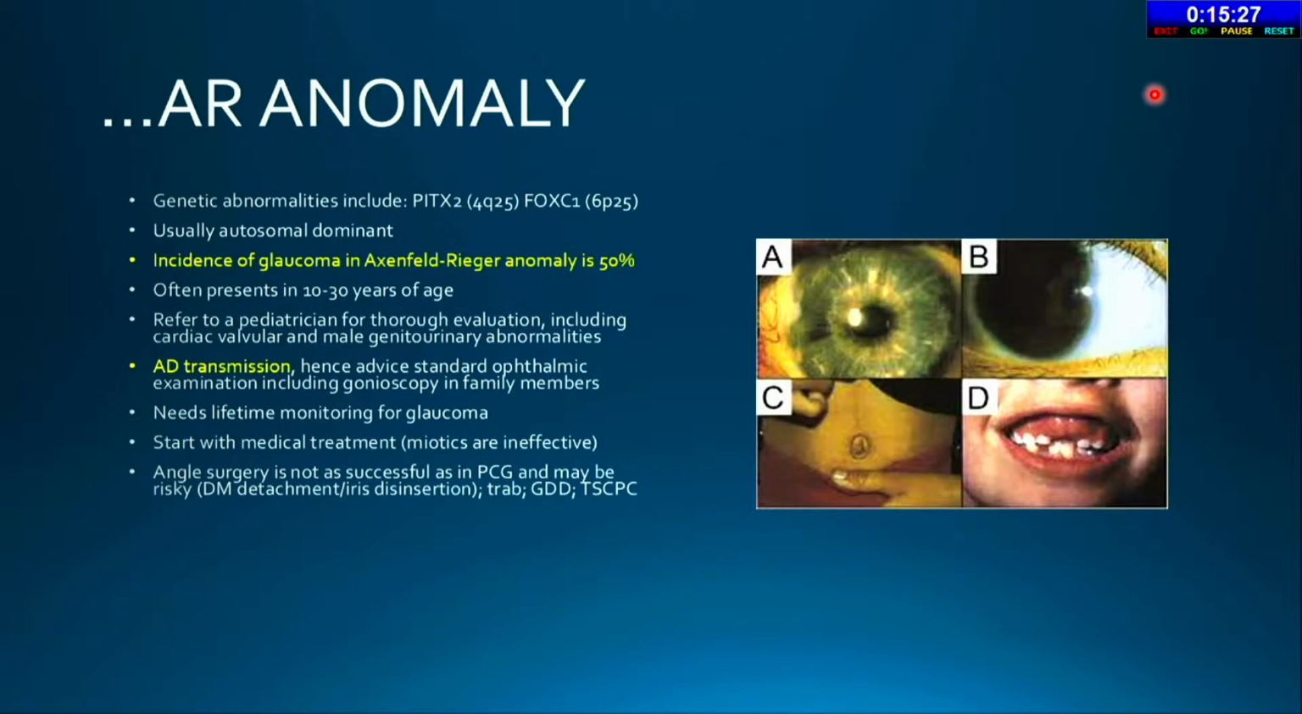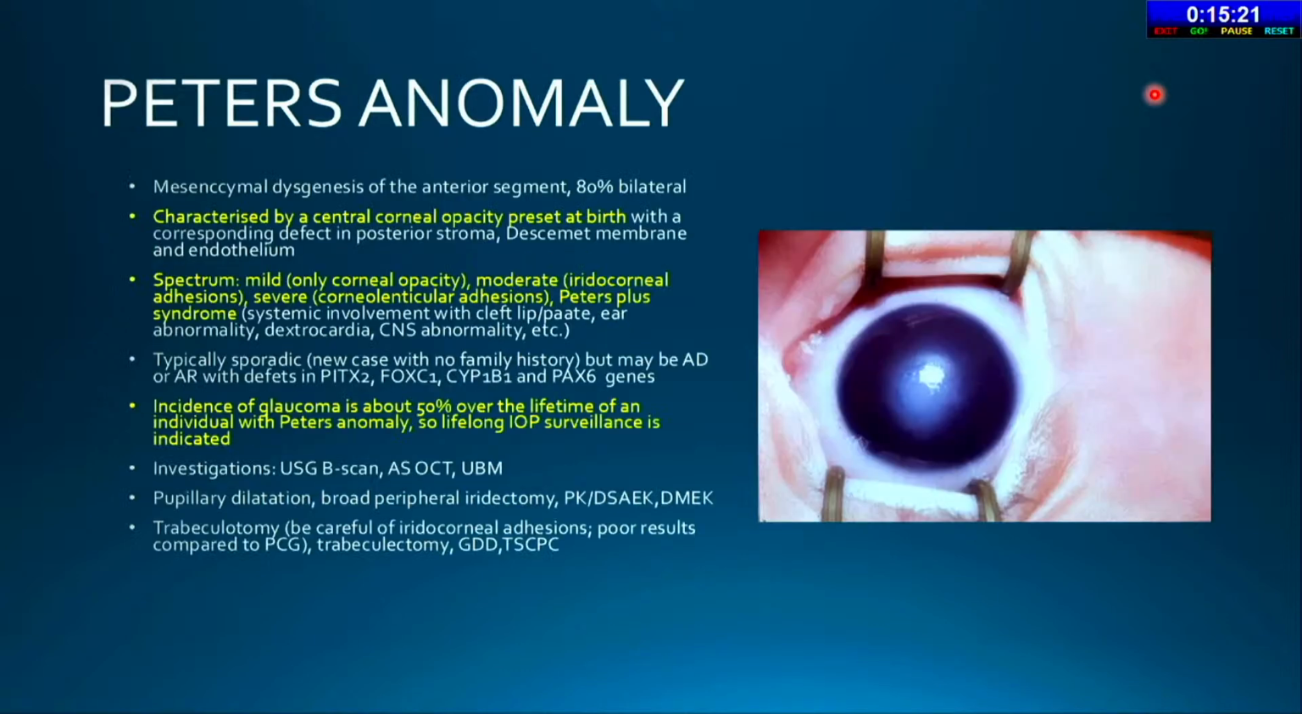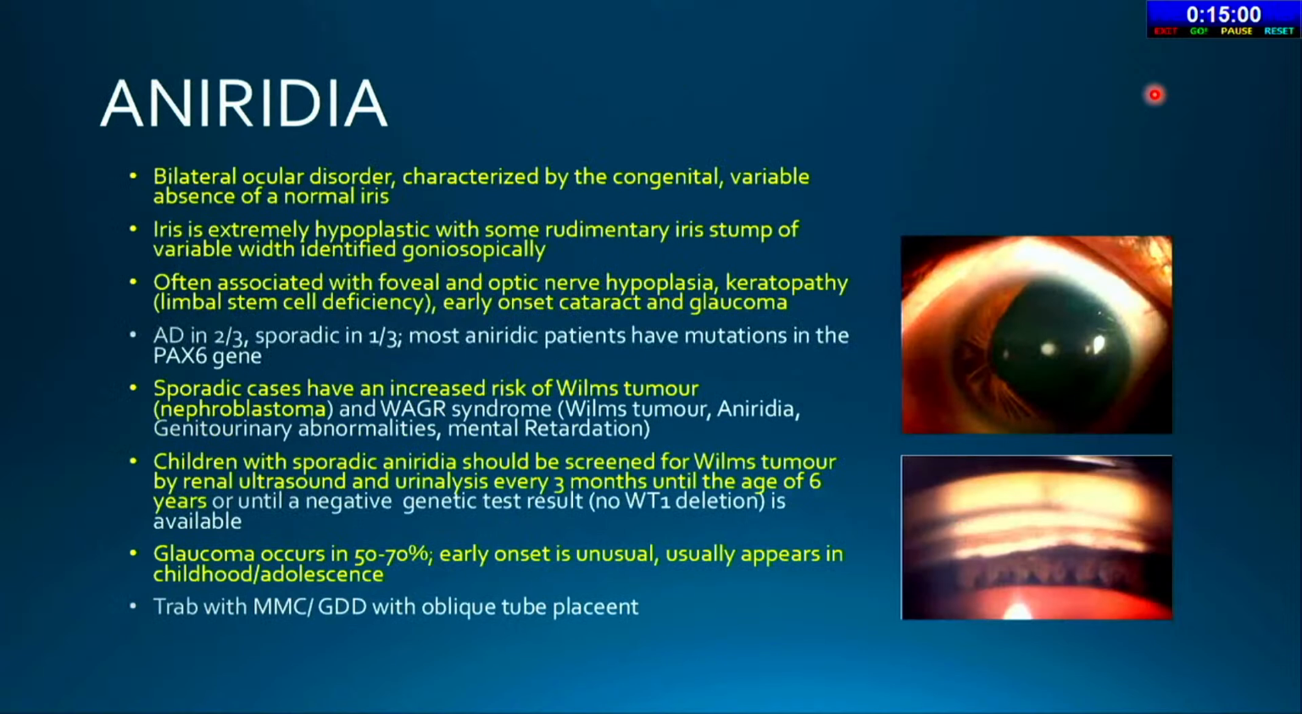Some of these patients can have systemic anomalies, called Axenfeld-Rieger syndrome, for example, periumbilical skin tags, and then you can have some dental anomalies. Then Peters anomaly is characterized by a central corneal opacity present at birth. It can vary from mild to moderate, where there are iridocorneal adhesions, to severe, where there are corneolenticular adhesions as well. And the incidence of glaucoma in both Axenfeld-Rieger anomaly and Peters anomaly is as high as 50%, so you need to follow up these patients lifelong.